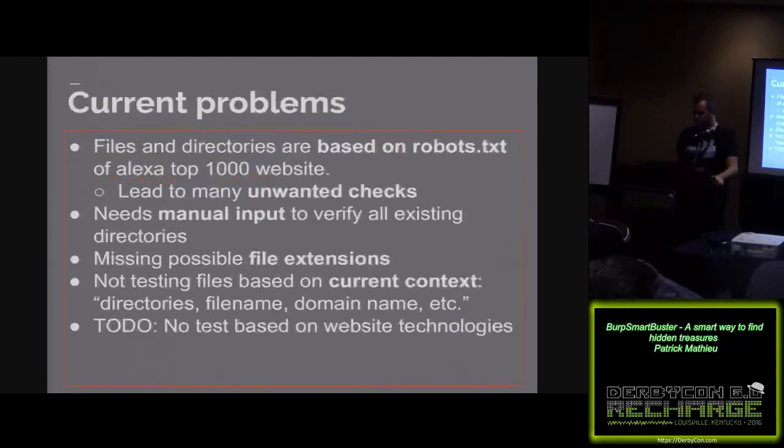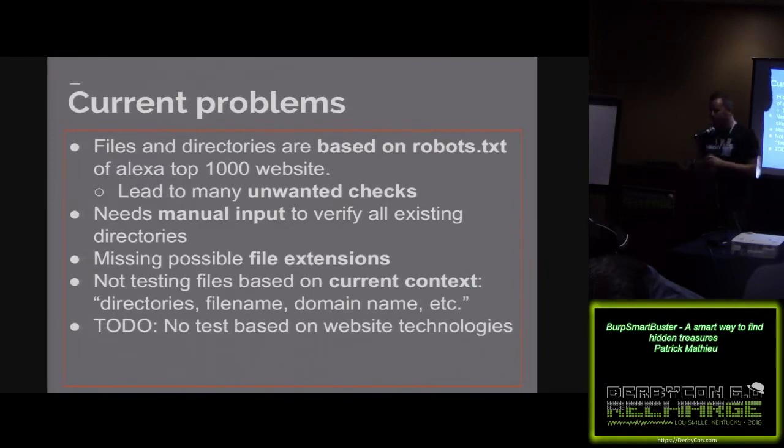And the word lists used by Dirb and DirBuster are based on the robots.txt files from the top 1000 Alexa websites. So these lists of directories and files are based on websites which are not the website you're testing, so you're doing tons of unwanted checks. As an example, if you look into the files, you'll see directories like /test-bob or something like this, which is a test that somewhere Bob did, but you're testing a web application which is not related to a person named Bob, right?